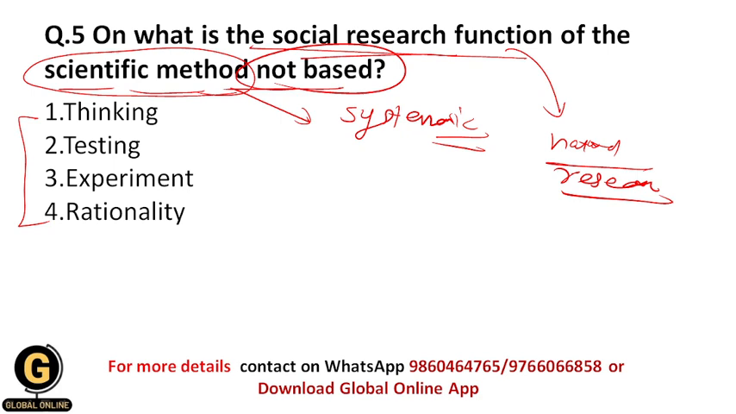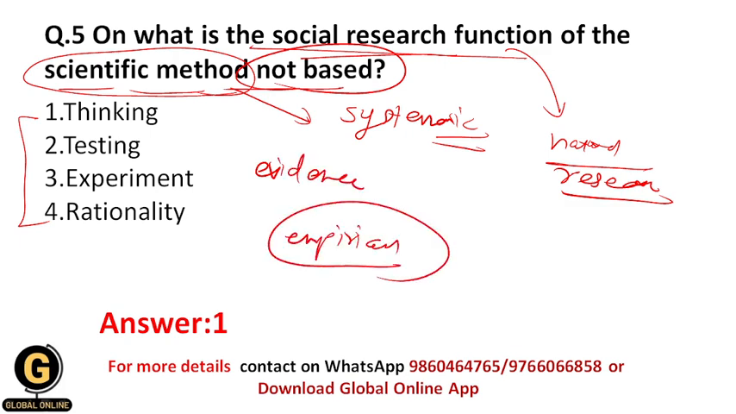That's why the social research function of the scientific method is not based upon thinking, because it is based upon evidence, upon empirical methods. Empirical methods means we observe the facts, we measure those facts, and we have proper evidence, and based upon that evidence we come to the conclusion. So here we don't only think about it, we do the actions.